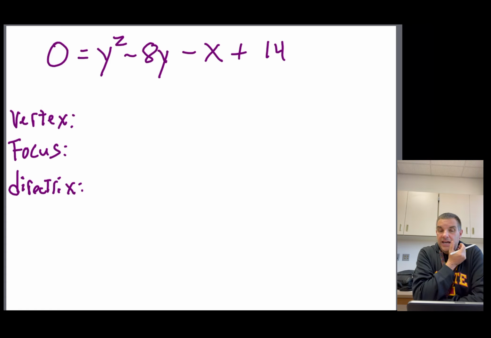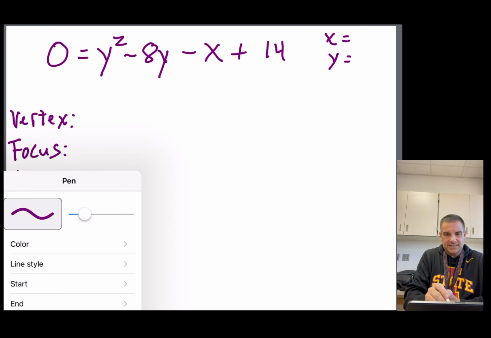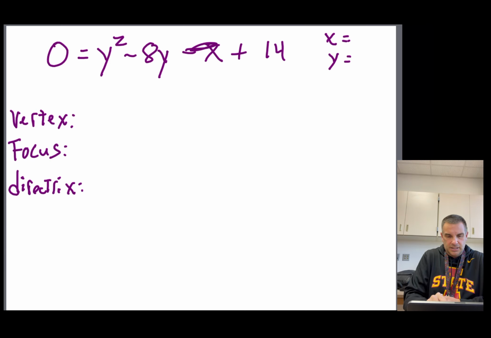Okay, think about what we have here. So we got something equal to 0. We've got a y squared, and we've got a y, and we've got an x. So we've had two forms for parabolas so far. We've either had an x equals or we've had a y equals. Well, I've got an x in this problem, and I've got a y squared. So we're going to solve for x first, because we want to put it in the form x equals or y equals. We've got this -x sitting in there. So we can go ahead and rewrite it as x equals.